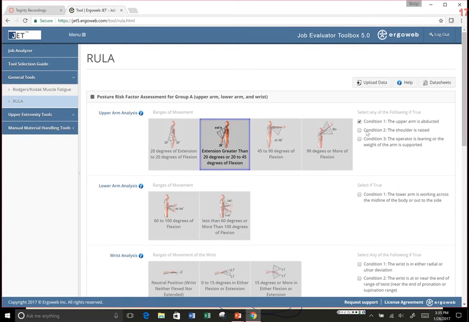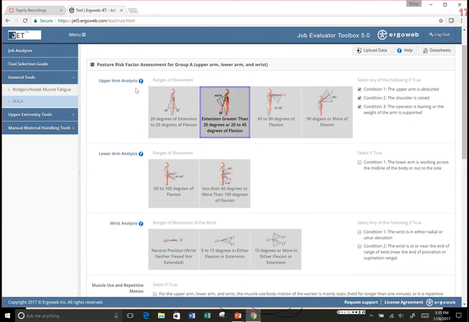We want to know, is that right shoulder raised? And we see it is raised, that he's raising it to hold the phone set. We also pointed out that the operator is leaning on the table, so the weight of his arm is supported. He's not holding it out in space, so we're going to go ahead and select that condition. So the upper arm is done.